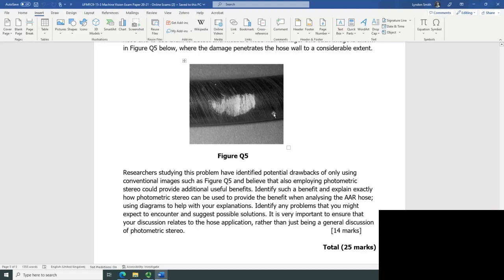This guy has found out that photometric stereo could provide additional useful benefits. Identify such a benefit, and explain exactly how photometric stereo can be used to provide the benefit when analysing the air refueling hose. Use a diagram to help with the explanations. Identify any problems that you might expect to encounter and suggest possible solutions. It's very important to ensure that your discussion relates to the hose application. I do keep emphasising this. If I'm asking you about the hose, talk about the hose. So, photometric stereo.